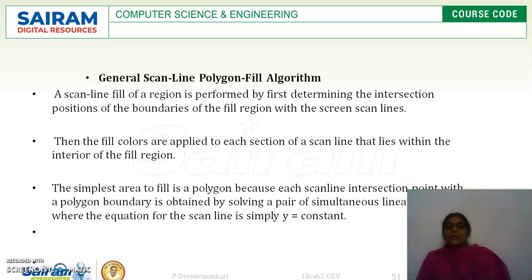So in this video we have seen the different types of area filling functions, as well as the attribute functions, right? So in the next video let us see the next topic of the second module. I hope you have understood all these functions, right? Yeah, thank you.